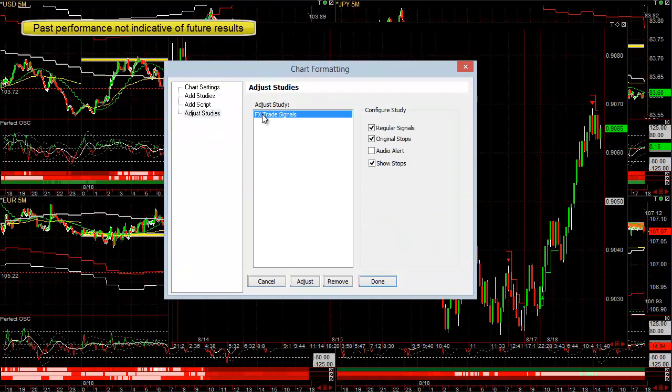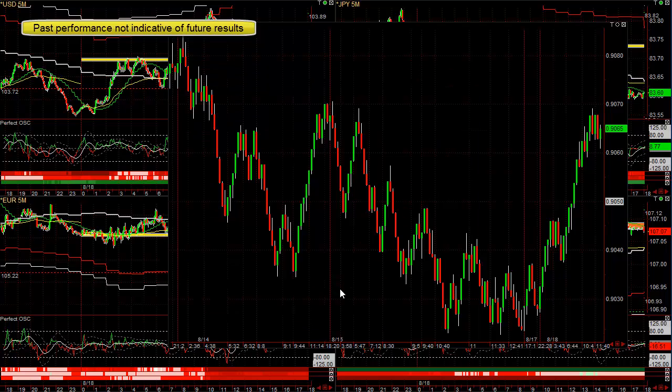Versus the new method I'm working on, which I hope to release in the next week to 10 days. Got in right here and stayed in all the way up here. Now again, notice the exits on this. In this case, it got out here and here. In both of these instances, it made maybe 1 or 2 pips less than it would have with the old method. But it also allows us to stay in these big wins.